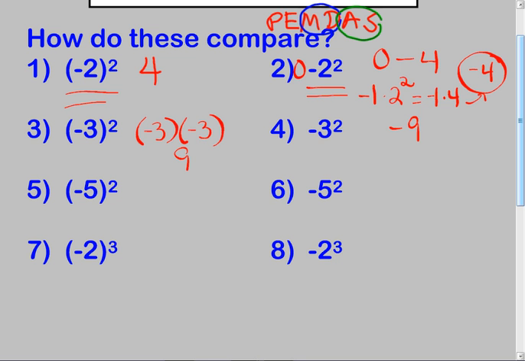Okay, Adam? I'm sleeping. What's this going to give you? -5 squared. Do you remember, Riley? It means -5 times -5. Notice my use of parentheses. If you don't want to put the parentheses in because you're lazy, it's wrong. That's the problem. What's a negative times a negative? Positive. So 5 times 5 is 25. So it's +25.